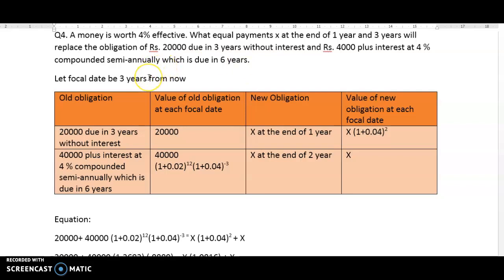ठीक है. So in my opinion I have taken the focal date as 3 years. ठीक है. So first जो मेरी x होगी at the end of 1 year. अब मेरा फॉर्मूला क्या यूज हो रहा है, सम वाला. अब तक मैं क्या कर रही थी, प्रेजेंट वाला. सो सम वाले में क्या होता है, P multiply (1 + r) raised to power n.